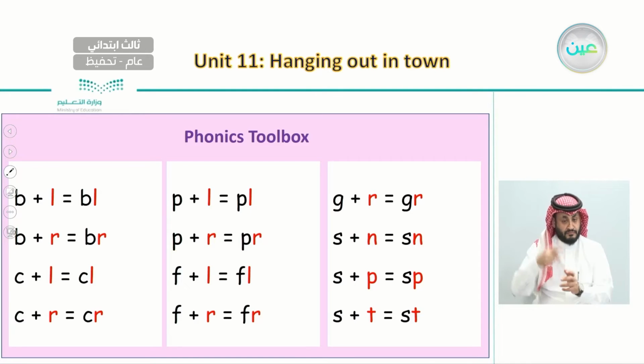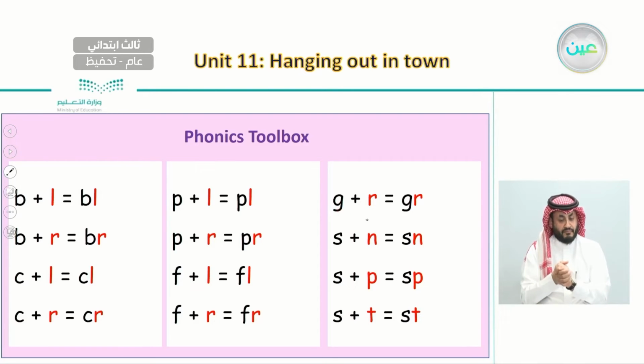The same goes for the second one. Here we have P. If we add to it R, it will be pronounced as present. And here we have F. If we add to it L, it will make a one sound unit, as in flower. And the same goes here. Here we have F, and if we add to it R, it will make a one sound unit, as in frog.